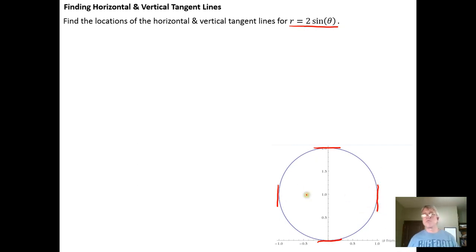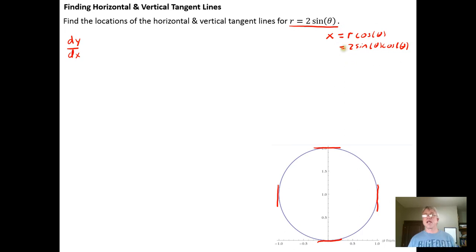So we're looking for two verticals and two horizontals just by graphically inspecting things. And the idea is we need to know when we're going to need to calculate the derivative, dy dx. In the previous video we saw that we could calculate dy dx by taking the polar equation and parameterizing it. So if we do that, we know that x as a function of theta is equal to r times the cosine of theta. We can replace r with 2 sine theta, so x equals 2 sine theta cosine theta.